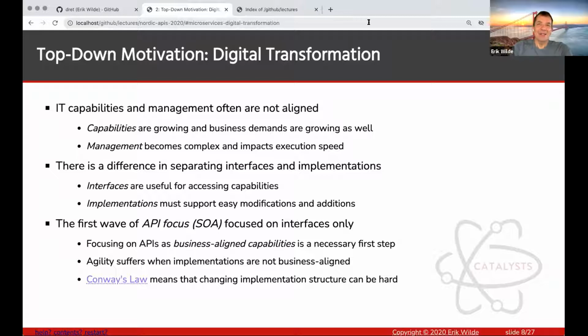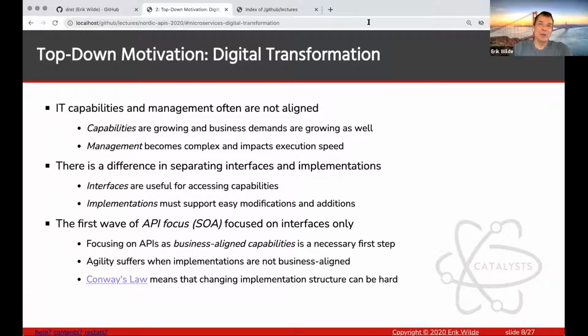And here what we see is that the first wave of API focus, the good old SOA days, did say that APIs are important, but they ignored the fact that for APIs to be really useful, it's not just important for APIs to be there so that people can use them. It's also important that the individual services provided by APIs are self-contained, so they can be easily changed, updated, maybe extended, which then leads to better agility in how I can run my IT infrastructure.